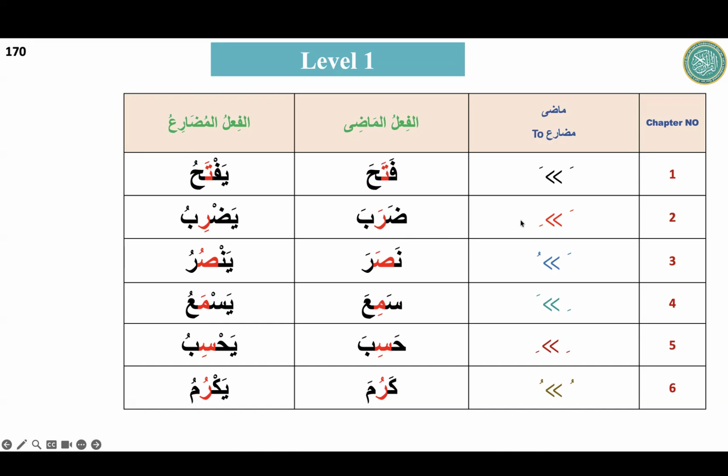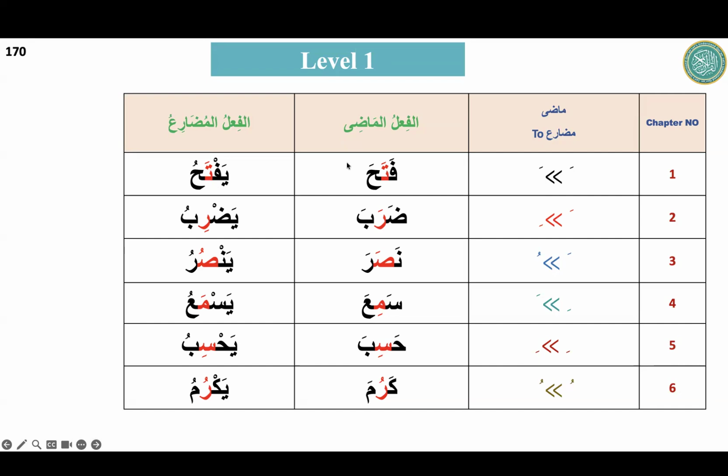Fataha means he opened. Similarly, when we go to the second one, we will say level 1, chapter number 2, Bab Daraba. Daraba yadribu. What is the pattern? Fatha kasra. And the meaning of daraba is he hit. But our focus today is only on chapter number 1.